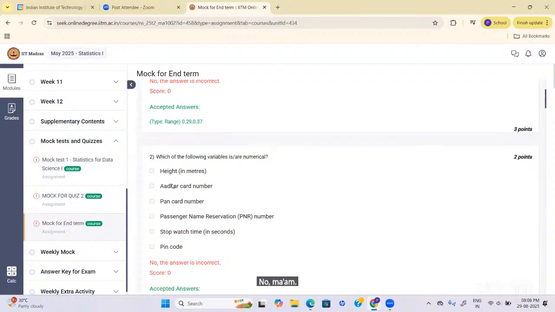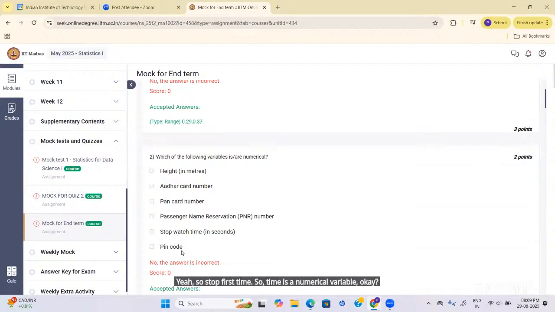Although we use numbers in Aadhaar card, it doesn't have any mathematical meaning. Okay, it is just for categorizing the people. Similarly for PAN card also. PAN card will also be categorical variable, right? Yes, ma'am. And same goes for passenger name reservation PNR number. It will also be categorical. Then we have stopwatch time. A continuous variable. Numerical, ma'am. Yeah, so stopwatch time. So time is a numerical variable.